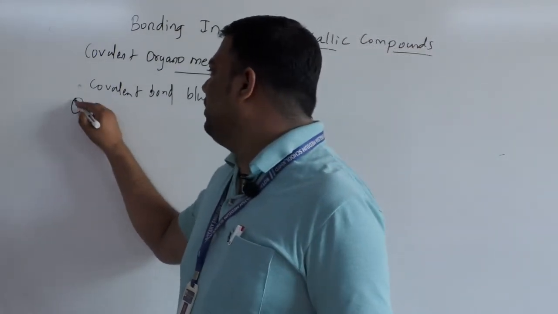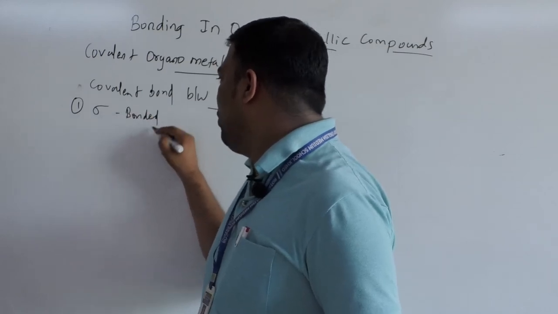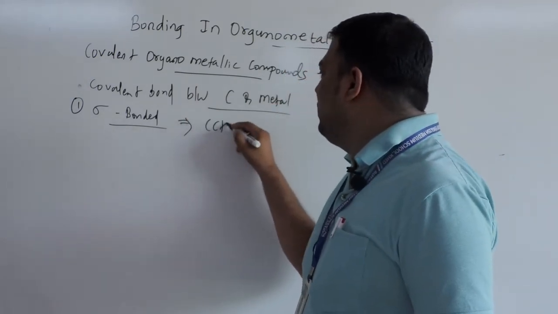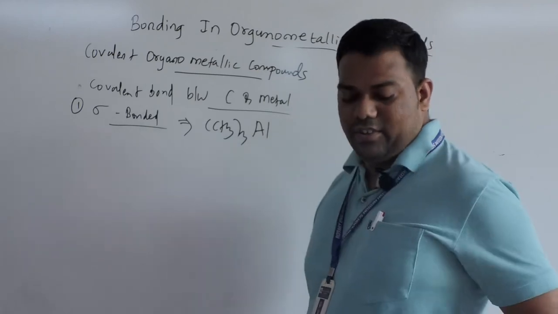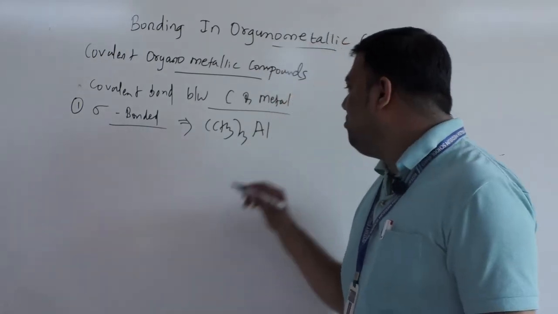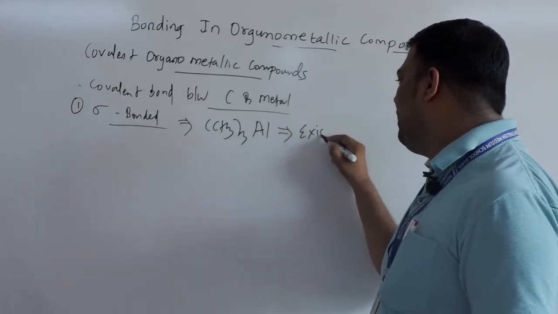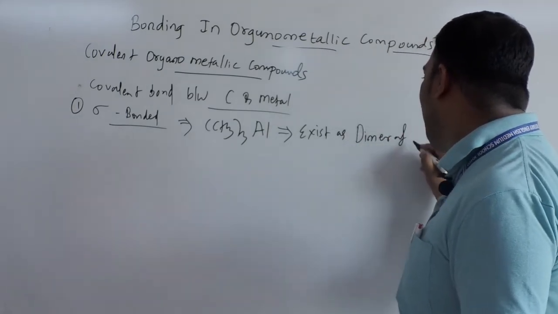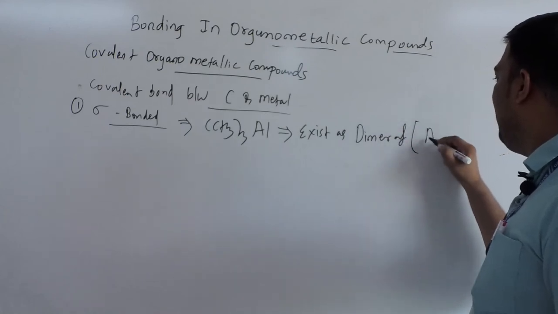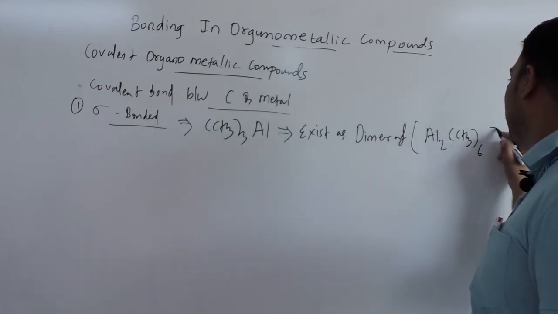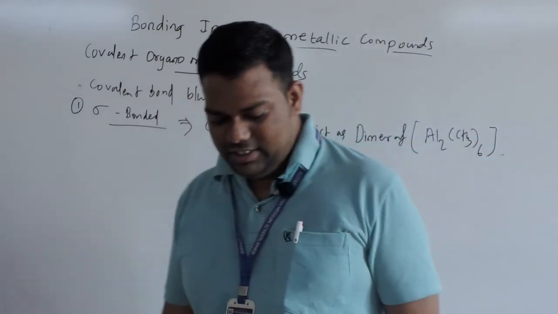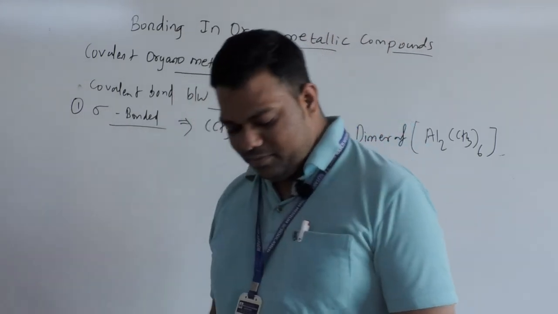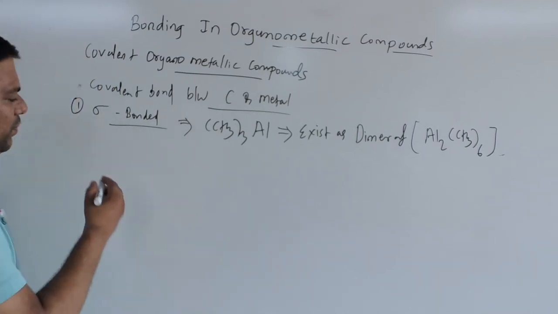In that we are going to discuss sigma bonded. So with sigma bonded, we will discuss an example first: Al(CH3)3. But this exists as a dimer, Al2(CH3)6. So we can represent it with the help of a formula. Be ready, we can represent it like this.